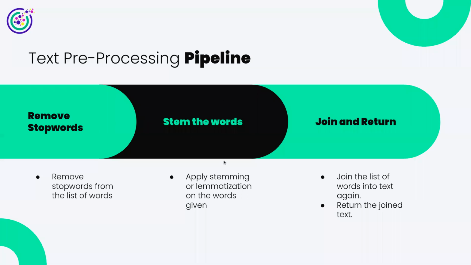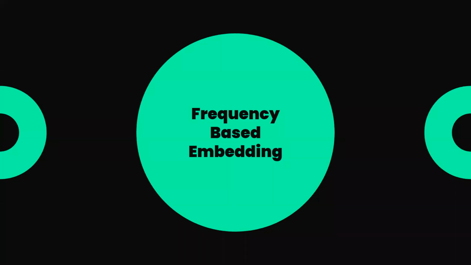And third is stemming and lemmatizing the data set that you have. And last, we have to join the data set and return it. So if you have the list, combine it to a string again and then return it in a function you have, right? Next, we are talking about frequency-based embeddings.